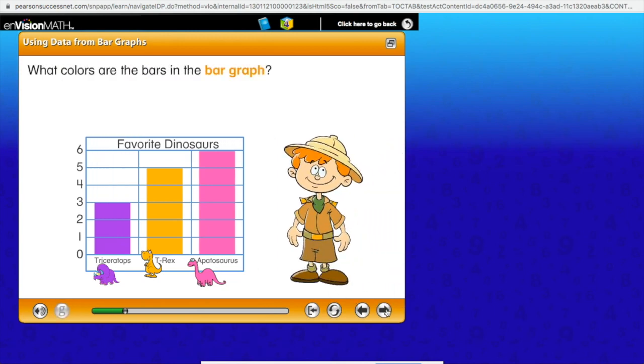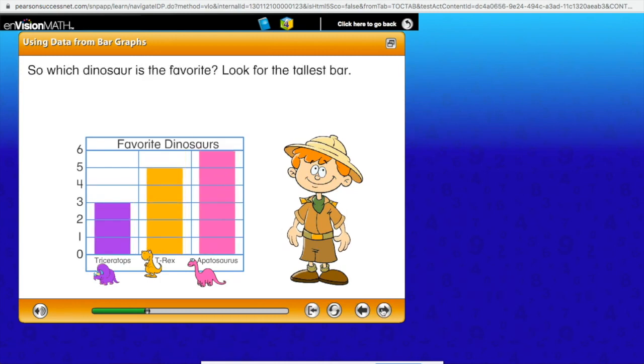What colors are the bars in the bar graph? So taking a look at this bar graph in particular, you see three different types of colors. One will represent a different type of dinosaur. So we have the purple to represent Triceratops. We have the orange or yellow, depending how you look at it, for the T-Rex. And we have the pink for the Apatosaurus. They are purple, orange, and pink.